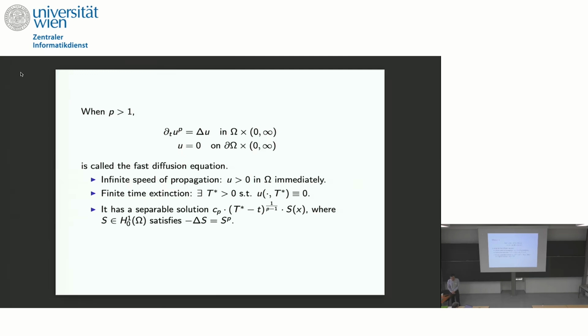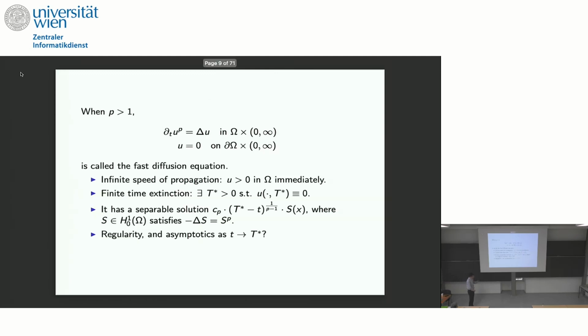And it has a special solution in the form of separation of variables. If you let u equals f(t)g(x), then you can do the separation of variables and find such a special solution. It is (t star minus t) to the power 1 over p minus 1, where t star is the vanishing time. p is bigger than 1, so the power is positive. And S satisfies this semilinear elliptic equation. We are concerned with the regularity and the asymptotics when t goes to t star, the vanishing profile.